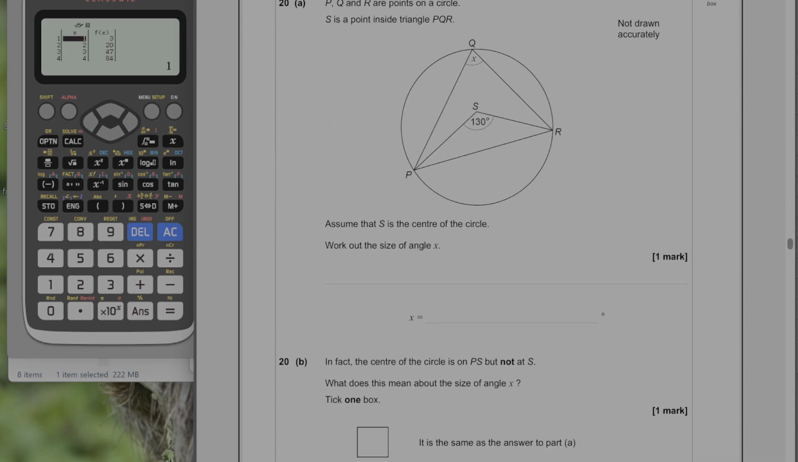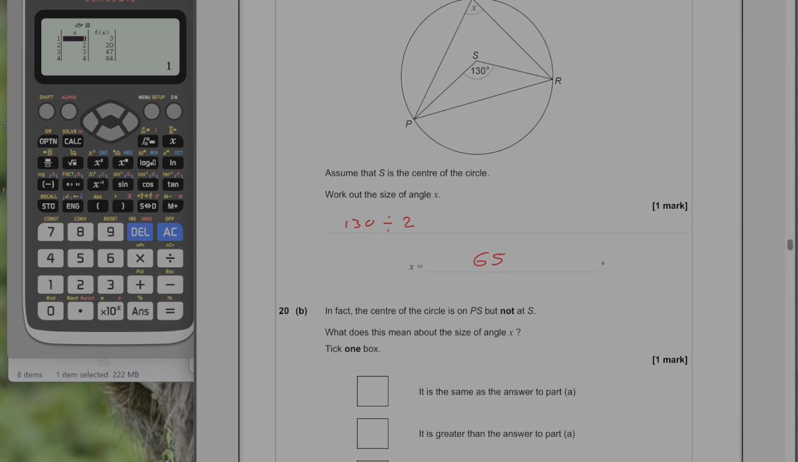Question 20. P, Q, and R are points on a circle. S is a point inside the triangle PQR. Assume that S is the center of the circle. Work out the size of angle X. So it would be half of that, so 130 divided by 2, which would be 65.